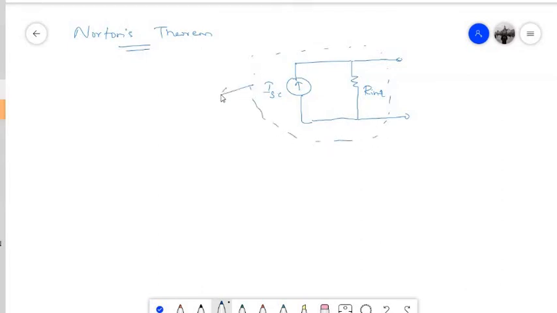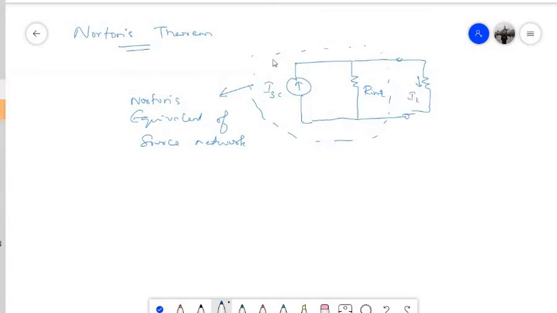And this portion of the circuit which we will be obtaining will be nothing but the Norton's equivalent of the source network. Now when I obtain this equivalent circuit, it becomes easy for me to analyze the current that is flowing through the load, IL.